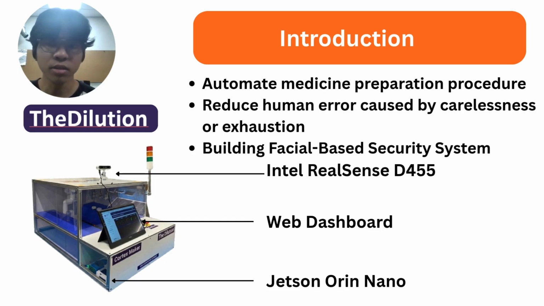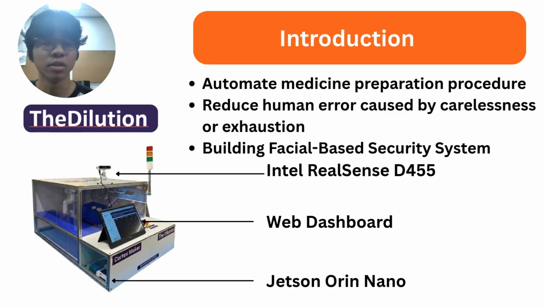So, for the introduction, the dilution is an intelligent automated medicine preparation system. At its core, it aims to do two things. First, automate the medicine preparation procedure to reduce the reliance on manual repetitive processes. And secondly, reduce human error caused by fatigue or carelessness in a high stakes medical environment.